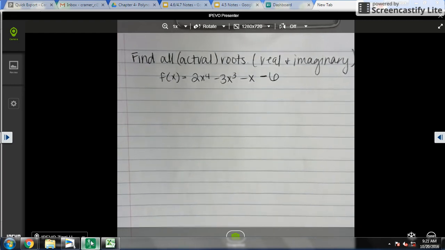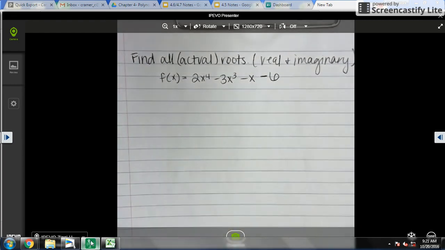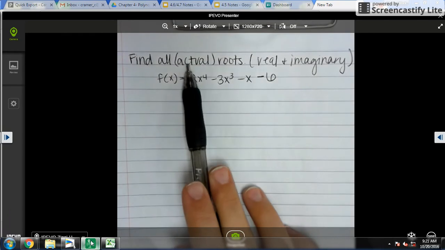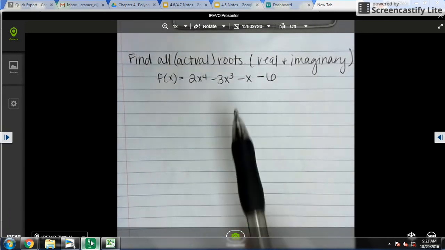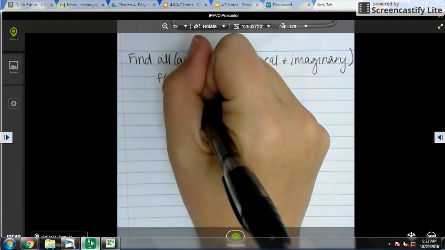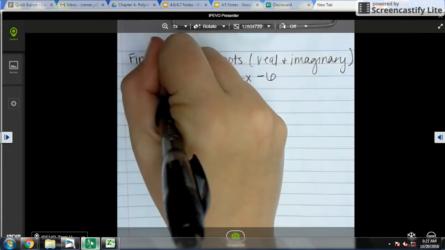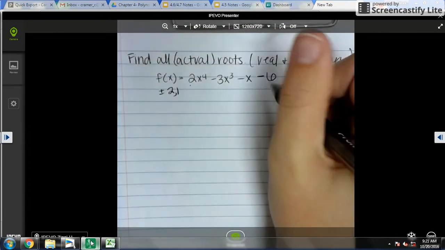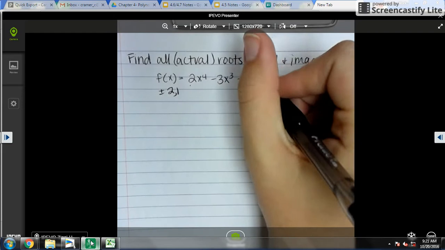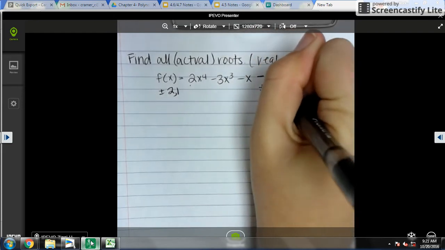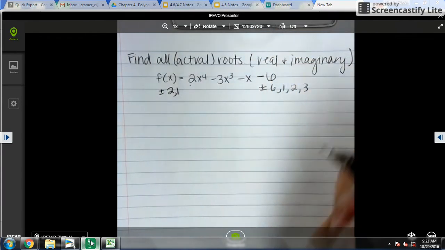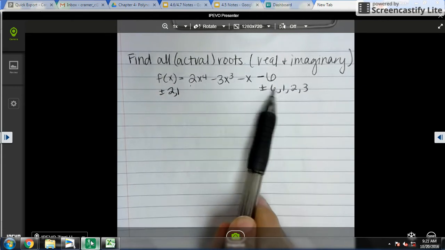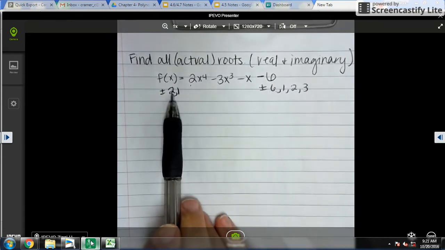All right, so we're going to find all actual roots, real and imaginary. In order to find actual, we first have to list out the possible. That would be the factors of 2, which would be plus or minus 2 and 1, and the factors of 6, which would be plus or minus 6, 1, 2, and 3. And we always use P on top of Q to list out all the factors.